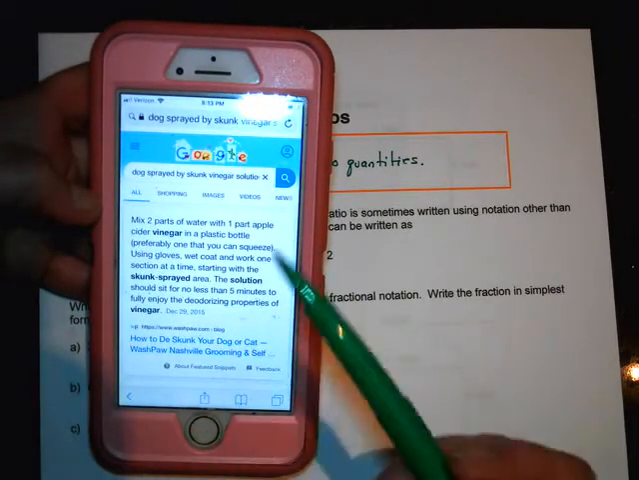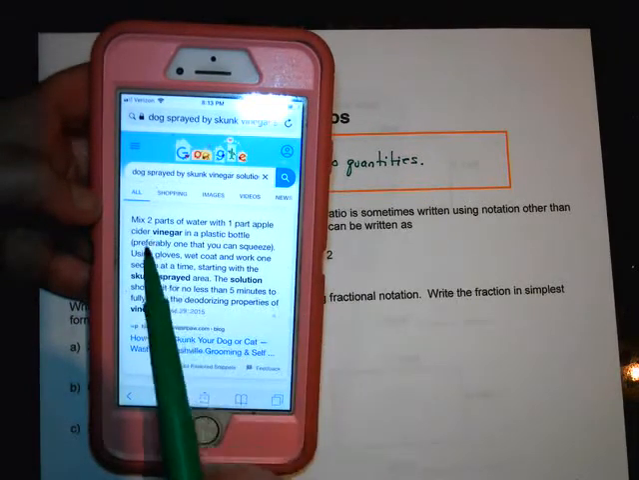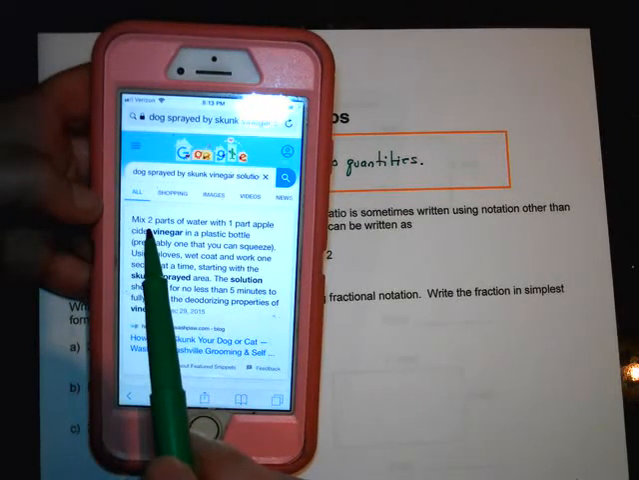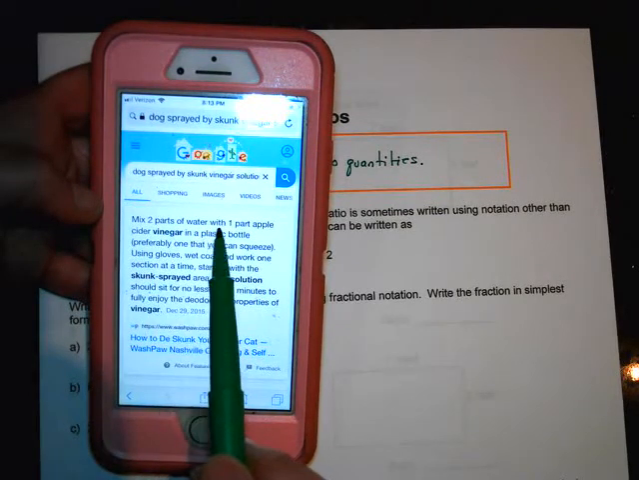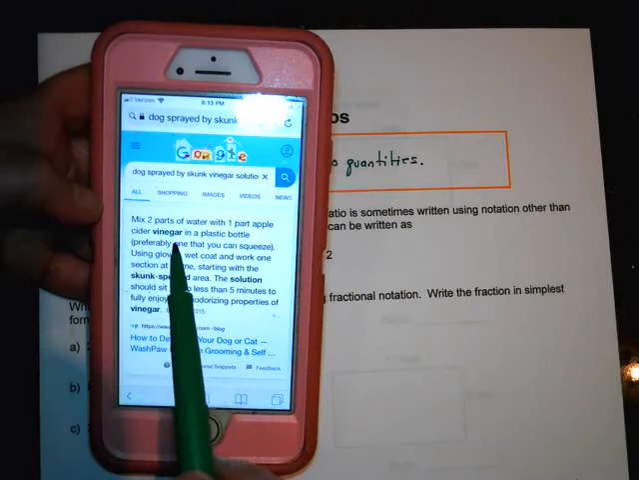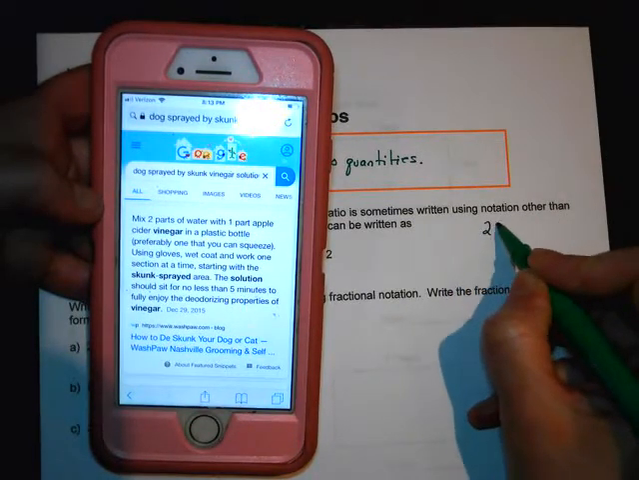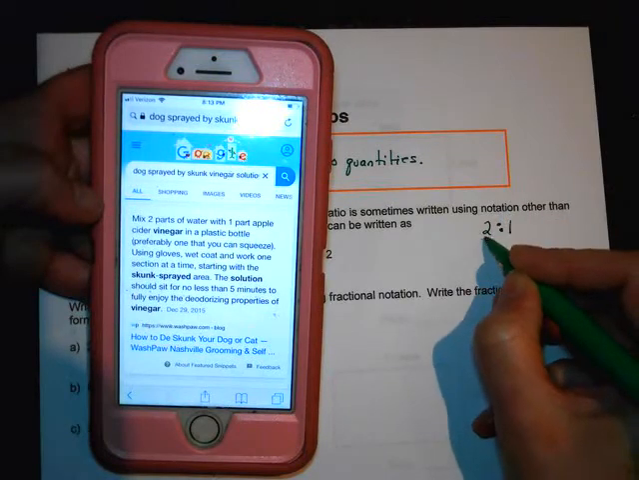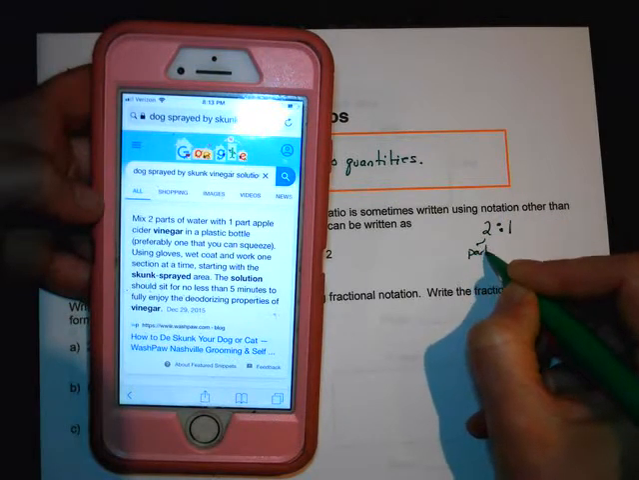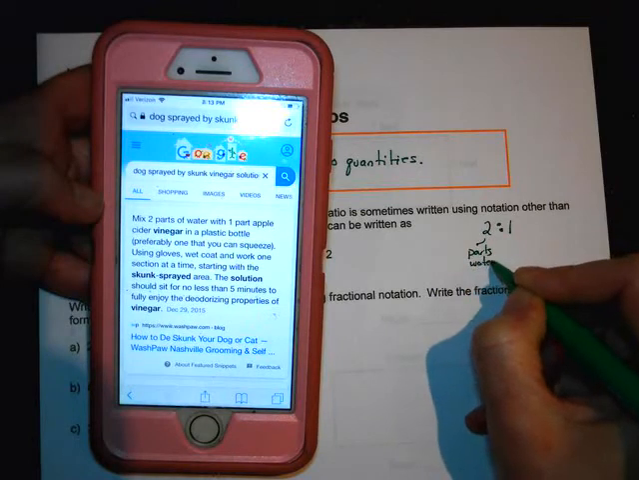And so this could have easily been written as a ratio. It says 2 parts of water with 1 part apple cider vinegar. So that is a nice ratio. You could have written this like that, 2 to 1. So this is 2 parts water to 1 part vinegar.